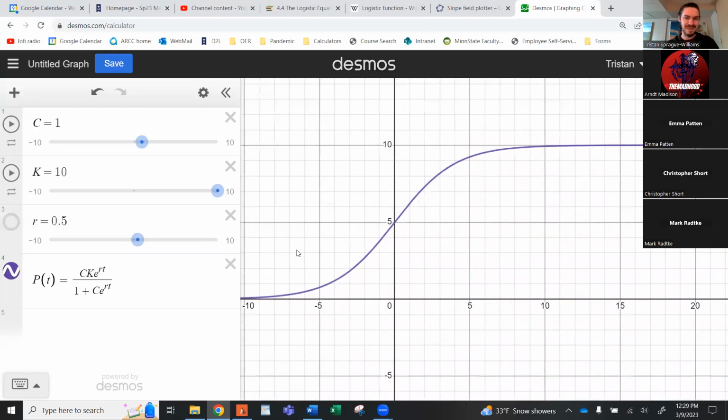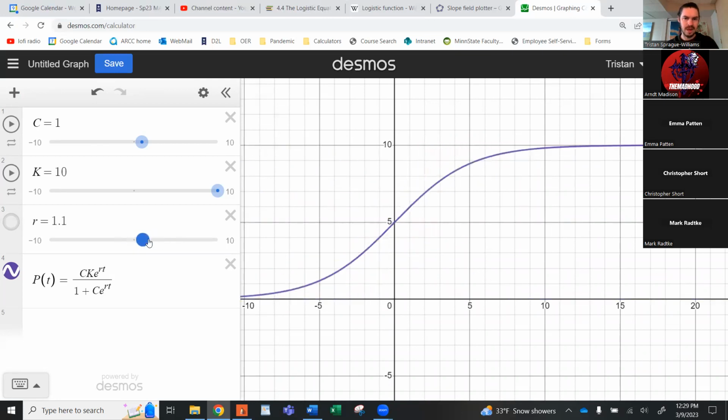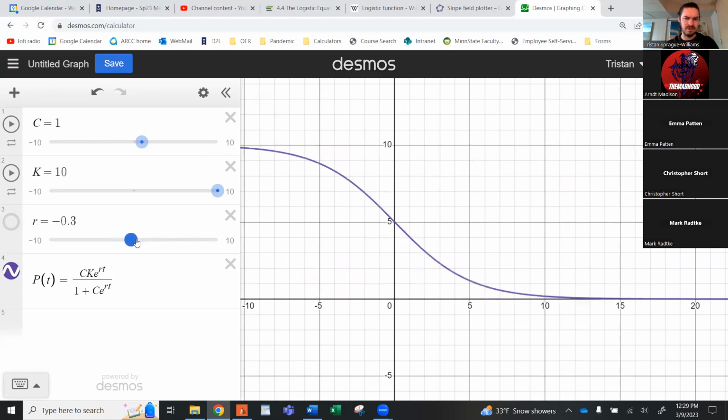Good. And we should be able to adjust that. If we adjust our carrying capacity, there we go, it adjusts the carrying capacity. If we adjust this rate, it changes how fast the growth happens. There we go. And you can kind of see that. I don't want to make it negative. Negative is obviously decaying. I want it to be positive, I think.